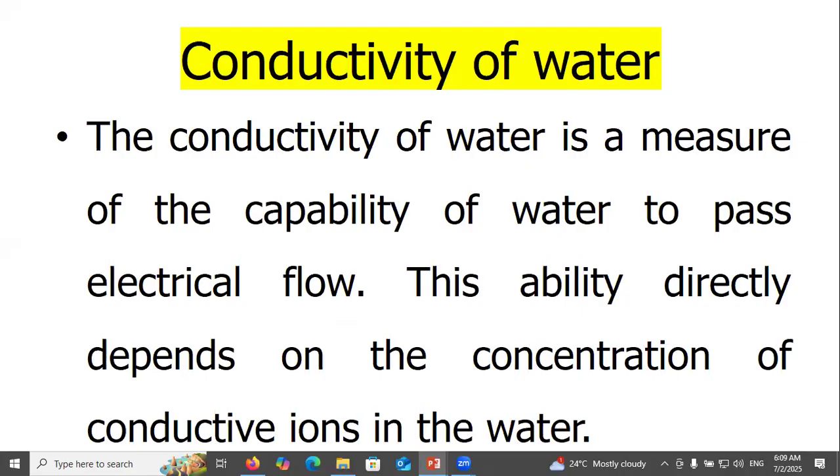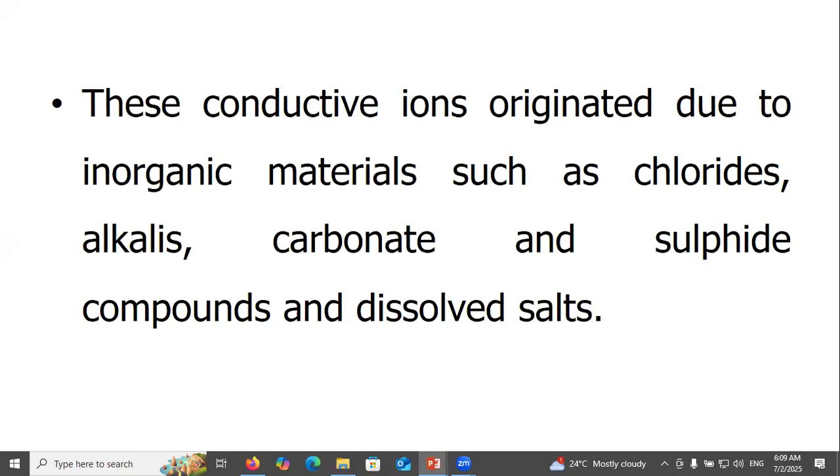Conductivity of water. The conductivity of water is a measure of the capability of water to pass electrical flow. This ability directly depends on the concentration of conductive ions in the water. These conductive ions originate due to inorganic materials such as chlorides, alkalis, carbonates, sulfide compounds and dissolved salts.